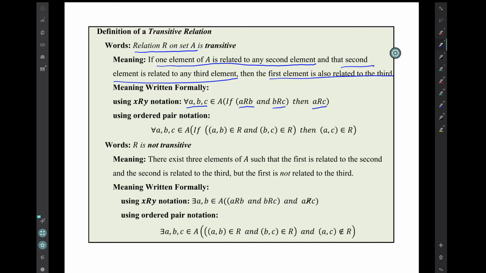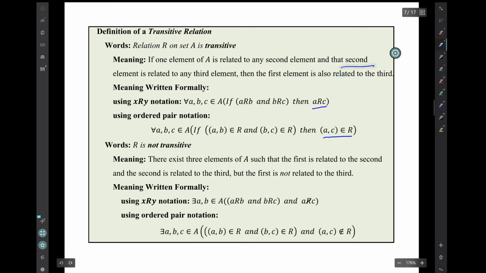And so in ordered pair notation, for all A, B, C in set A, if the ordered pair A, B is in the relation and the ordered pair B comma C is in the relation, then the ordered pair A comma C is also in the relation. And we'll be interested in knowing about relations that are not transitive. So that will mean that the negation of this is true.